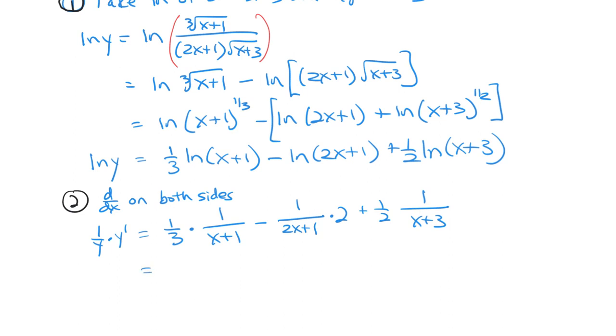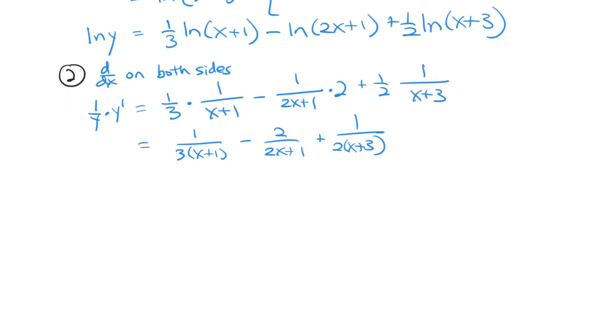I guess we could clean this up a little bit. Let's write this as 1 over 3 times x plus 1, minus 2 over 2x plus 1, plus 1 over 2 times x plus 3. Okay, that seems okay. And no, don't cancel here, right? We cannot cancel like that because there's not a 2 here. Okay, so that is the end of step 2.